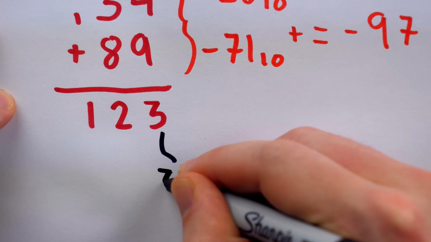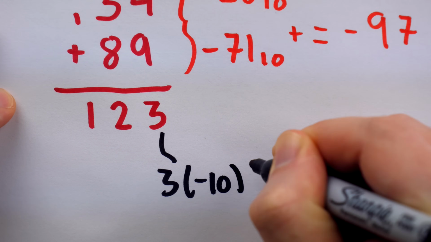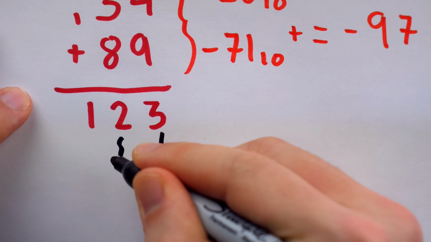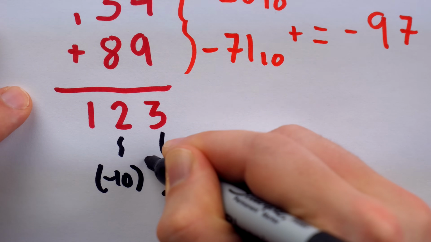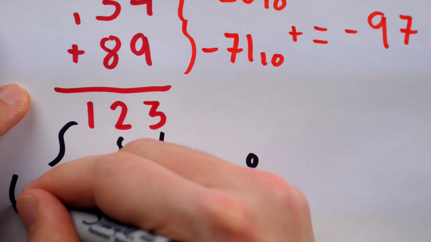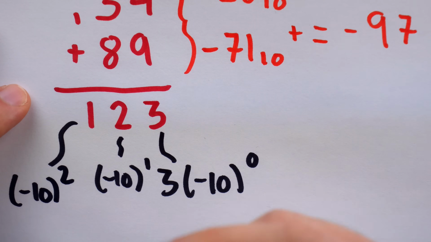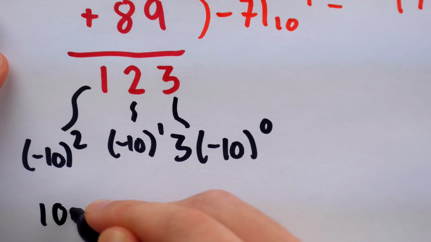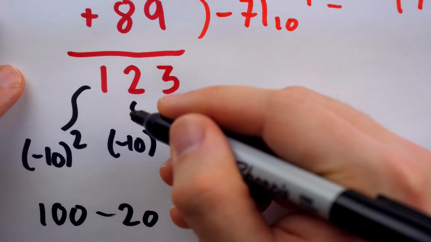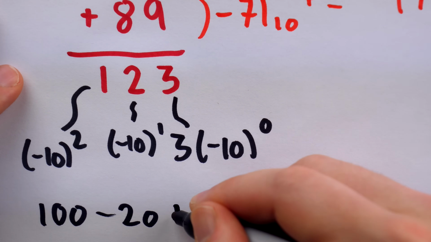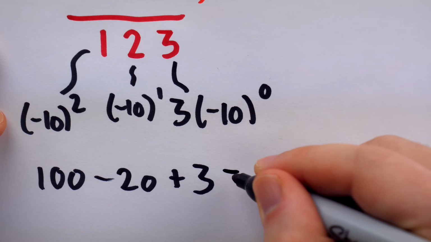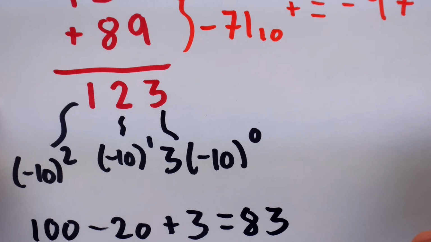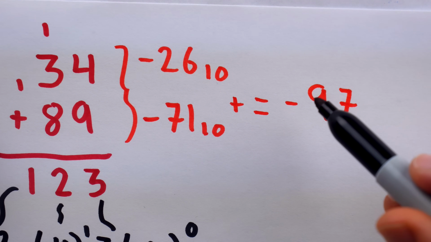This is representing 3 copies of negative 10 to the power of 0. This is representing 2 copies of negative 10 to the power of 1. And this is representing 1 copy of negative 10 to the power of 2. So in total, it's 100 minus 20 because of 2 copies of negative 10, and then plus 3. That, of course, is equal to 83, which does not match what it's supposed to.